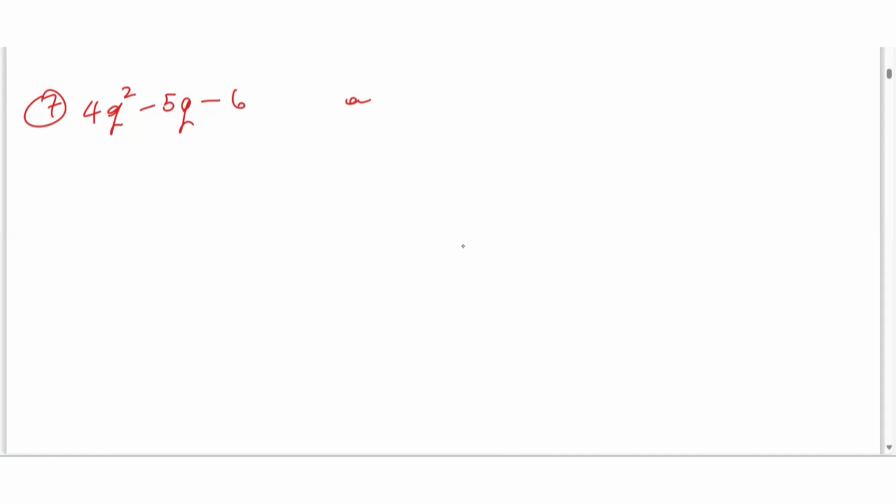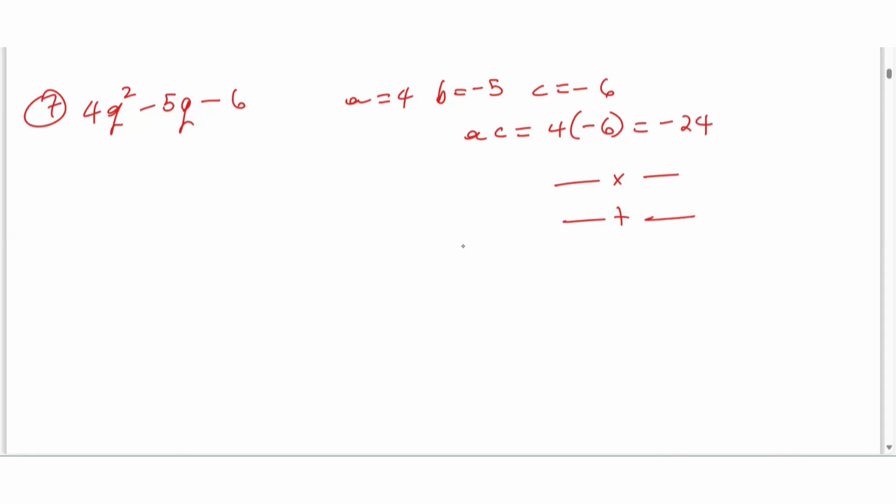Now, let's take a look here. What is A? A is 4. What is B? It's minus 5. Because remember, A is the coefficient of the square of Q, and B is the coefficient of Q, which is negative 5. C is actually negative 6. Let's find AC, which means 4 will be multiplied by negative 6. This will give us negative 24. Remember the deal. We need two things that multiply to give us back negative 24. But when we add those same things, it will give us back the middle term, which is negative 5.